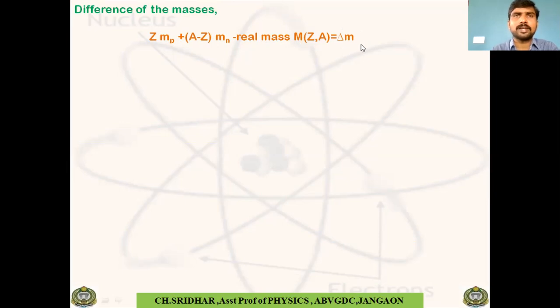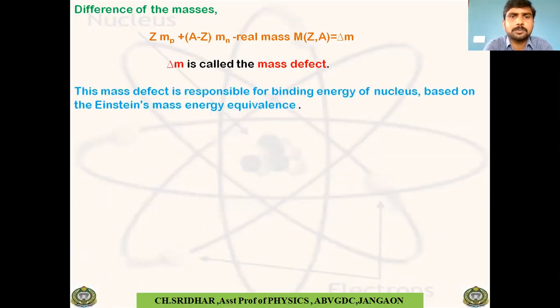The mass defect is defined as the mass missing in the calculation of the nuclear mass, where the nuclear mass is assumed to be the total mass of the nucleons, that is the total mass of the neutrons plus protons. But in the practical case, the observed mass of the nucleus is somewhat less. So the difference in masses is given as delta M, which is defined as the mass defect. This mass defect is responsible for the binding energy of the nucleus, based on Einstein's mass energy equivalence.